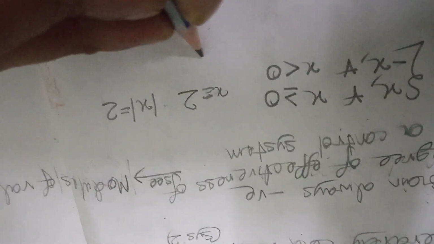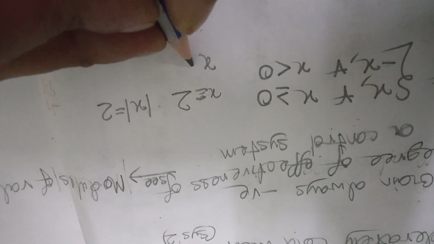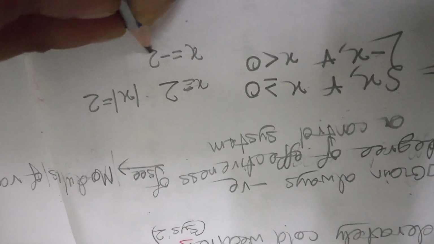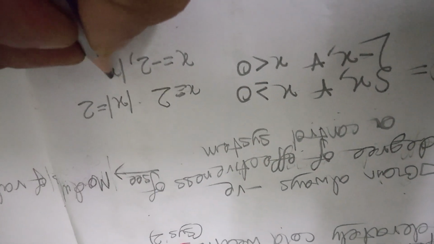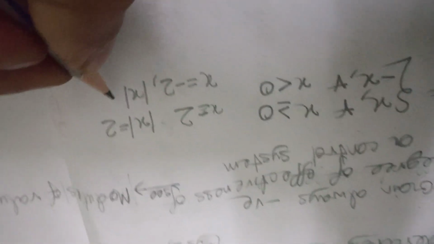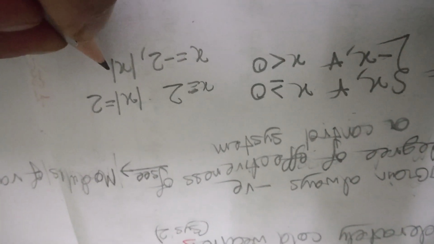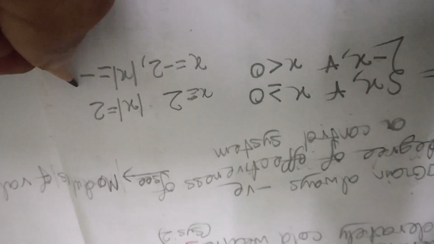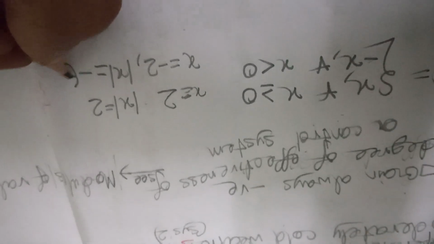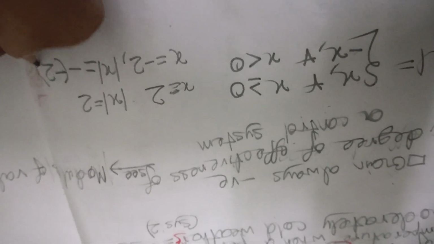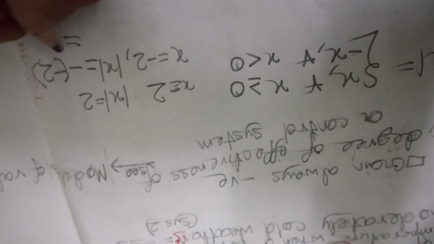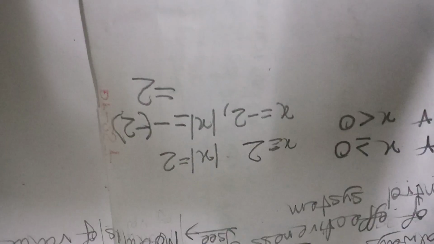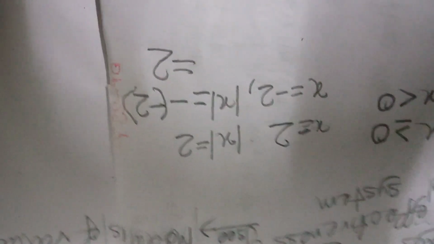But if x equals minus 2, then the modulus of x becomes minus x, because minus 2 is less than 0. So minus of minus 2 again becomes 2. So the modulus of both 2 and minus 2 is 2. The modulus converts a negative value to a positive value.